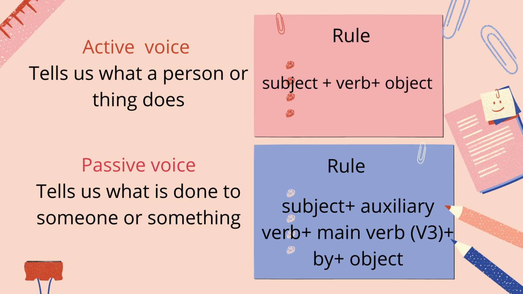So, what is an active sentence? The active sentence tells us what a person or a thing does. Here the focus is on the person, on the doer, on the actor. The grammatical structure is, as you can see here, the subject followed by a verb followed by an object. On the other hand, the passive voice tells us what is done to someone or something. The rule says that we put first the subject, followed by an auxiliary verb plus the past participle form of the verb, or verb 3, plus by plus the object.